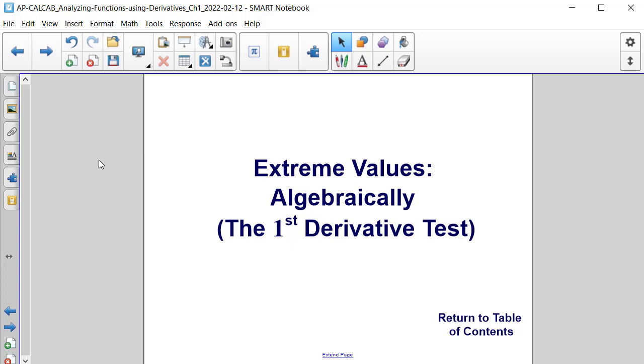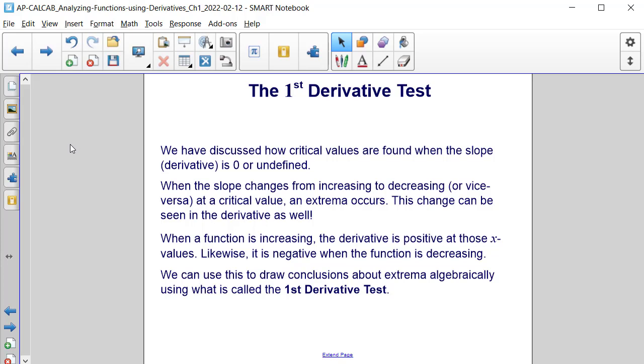Extreme values algebraically, or the first derivative test. We have discussed how critical values are found when the slope of the derivative is 0 or undefined. When the slope changes from increasing to decreasing or vice versa at a critical value, an extrema occurs. This change can be seen in the derivative as well.